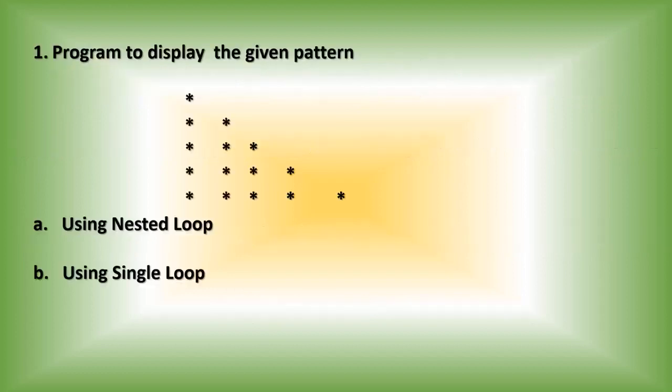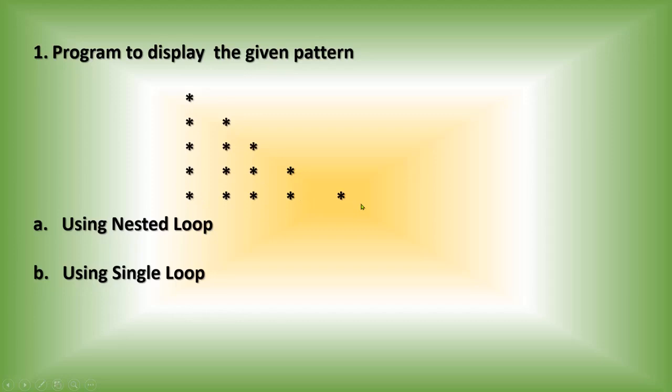Program to display the given pattern. You have to display a pattern like this. This is just a star. You are displaying the star in this way. See, in this case, the first row has only one star. Second row, there will be two stars. Third row, 3. Fourth row, 4 stars. And fifth row, 5 stars.